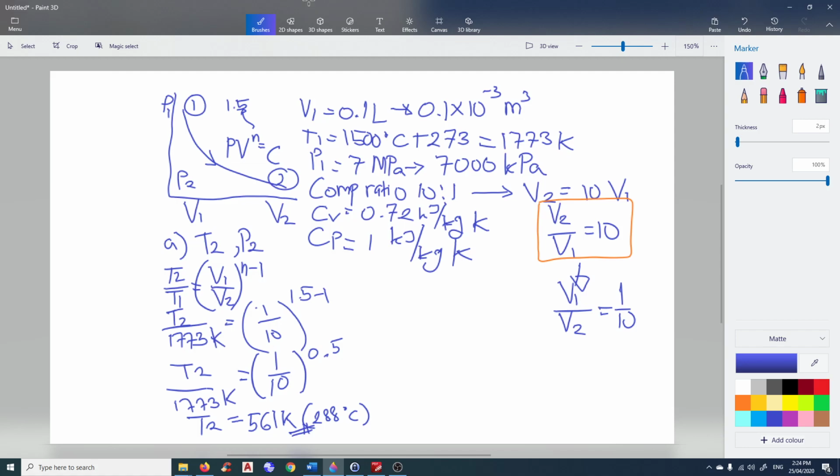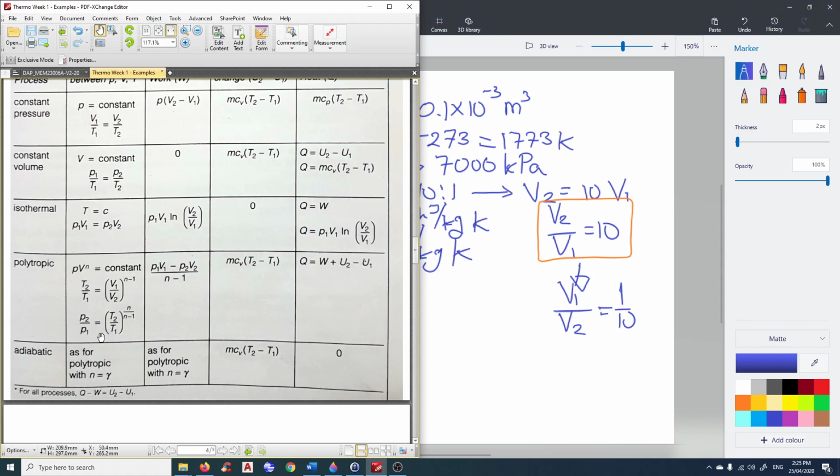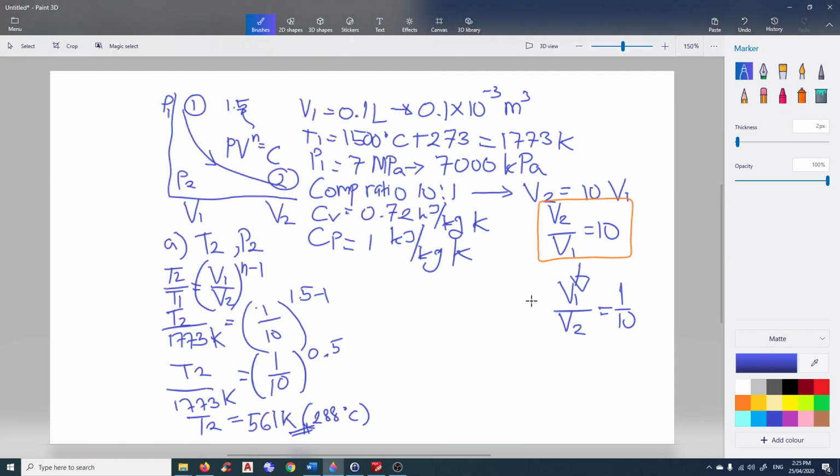Now if you look in here, PV, or pressure times volume to the power n, equal to constant. So we can use that, or we can derive, which makes life easier. So P1 V1 to the power n equal to P2 V2 to the power n. And we just say P2 equal to P1 times V1 divided by V2 to the power n. So I simply arranged that.